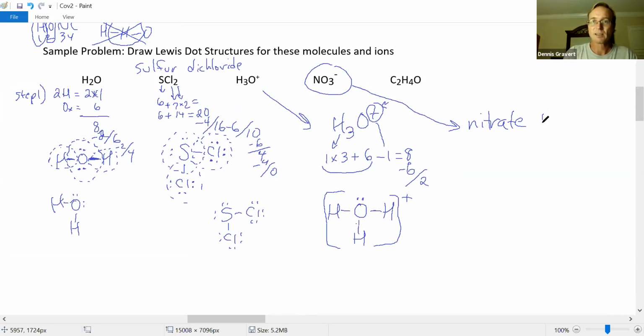Nitrate, NO3 minus. So nitrogen has 5 valence electrons. Oxygen comes in with 6, and there are 3 of them. Ooh, and let's make the adjustment. How did this become negative? Somebody gave it an extra electron, and that's what we're counting here. So give it another electron. Opposite is opposite. So if it's a negative charge, you add an electron. That's what we do.